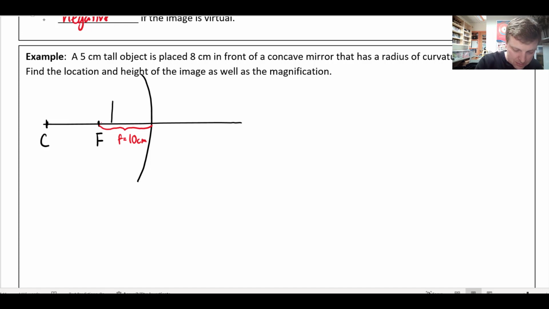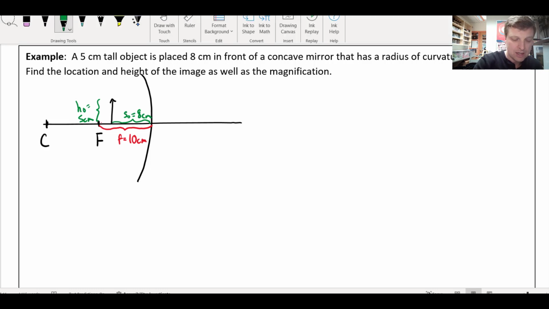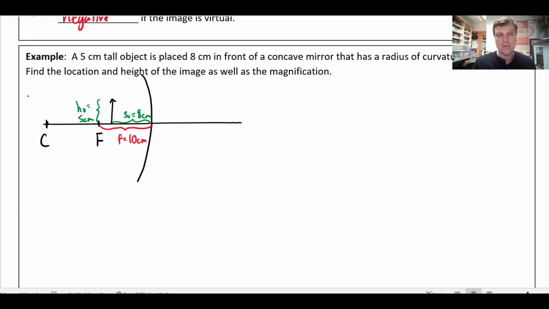is approximately here. Okay, so the object is 5 centimeters tall, so the height of the object, HO, is 5 centimeters, and then the object distance, SO, is 8 centimeters. So again, we can just sort of rough this out. It doesn't have to be perfect, but let's just kind of predict what our image is going to look like.